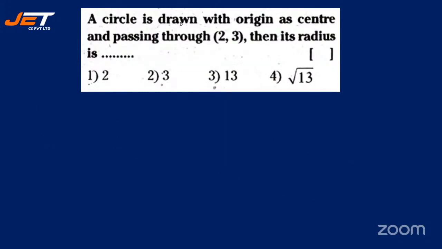Yes, see the question. A circle is drawn with origin as center and passing through 2, 3, then its radius is dash. Okay, so the question is clear actually. A circle is drawn with origin as center and passing through 2, 3, then its radius is dash. So quickly you can think over it and then give me the answers.